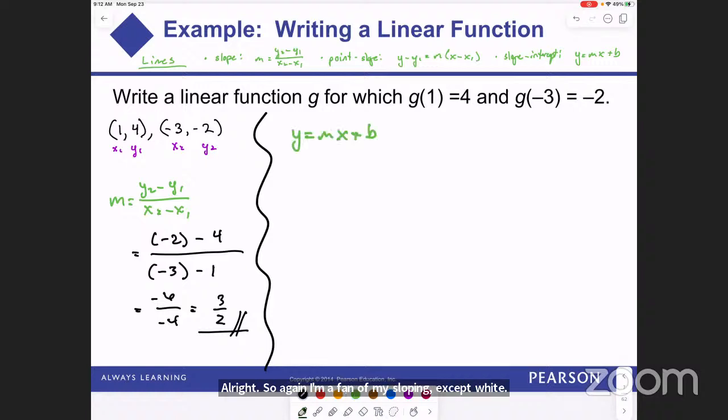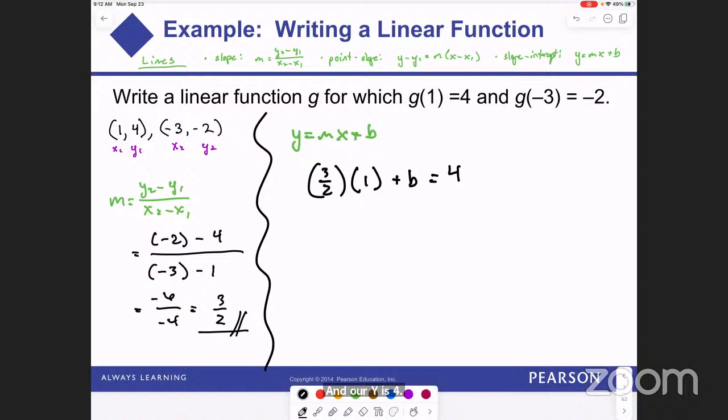Okay. Let's see. For my ordered pairs, I feel like that first ordered pair might be a little bit easier to work with because we don't have all those negatives, right? So if we're using that, then our slope is 3 over 2. Our x is 1. We don't know what b is. And our y is 4. Okay. So then b is going to equal 4 minus 3 halves. All right. So that's going to be the same as what? 8 over 2 minus 3 over 2 gives us 5 over 2. Okay. So we got our y-intercept and we got our slope.